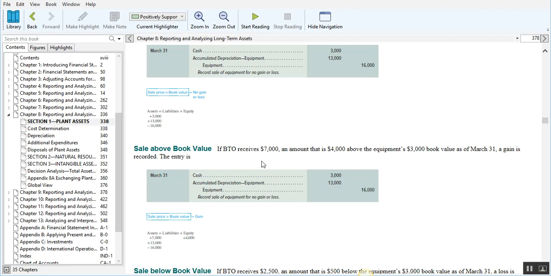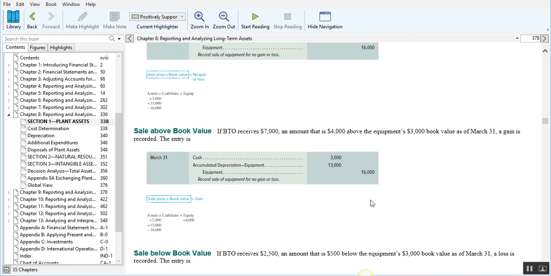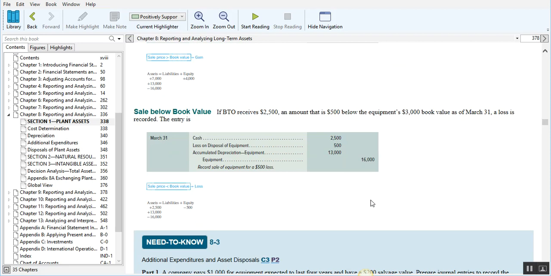Now, this journal entry is incorrect here. They say here in this example, they received $7,000, which is $4,000 above the book value. So here you would have cash of $7,000, accumulated depreciation of $13,000, and then you would have equipment of $16,000 as the credit, and then you'd have a gain on sale of equipment of $4,000. That would be the correct journal entry.